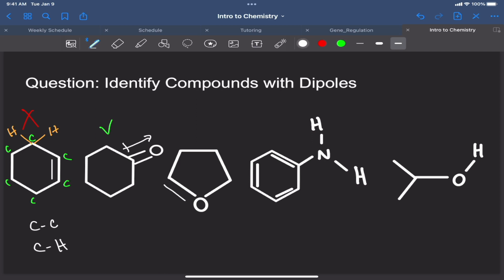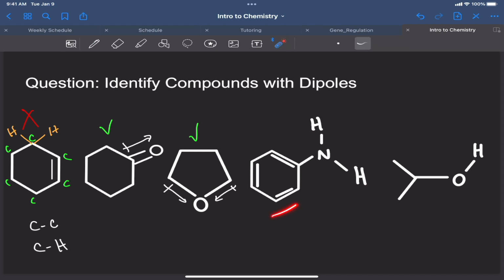Same thing here. Right? Oxygen bonded to two carbons. Each carbon-oxygen bond has a dipole. They are not going in opposite directions. So when dipoles go in opposite directions, they cancel each other out and will result in an overall molecular dipole of nothing. But we're not talking about molecular dipoles. We're just saying, are there dipoles in these? And yes, there are, right? Carbon-oxygen is a dipole.